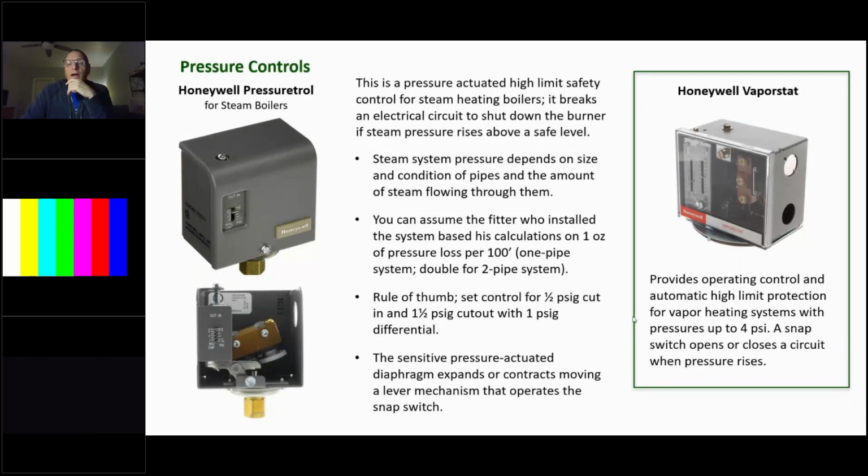So the vapor stat provides operating control and automatic high limit protection for vapor heating systems, and there are a lot of them out there. Paul Train has one, and you can generally find out whether the house you're at was originally a vapor system because the valve on the top of the radiator is a really odd looking valve, and I'll have to get one of those for the next presentation.